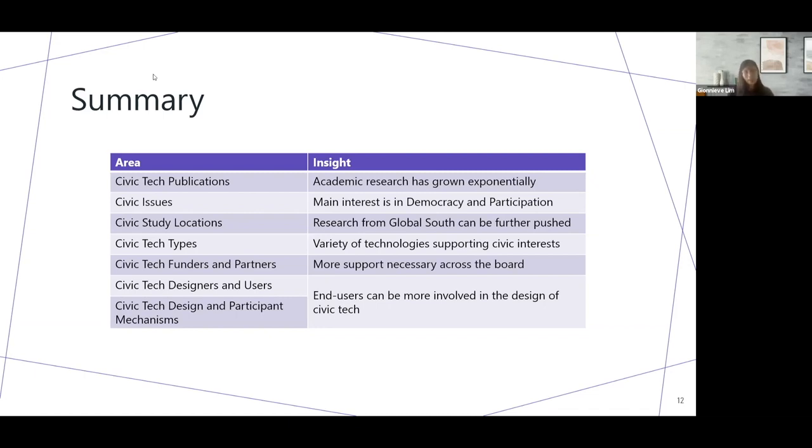And finally, I'll put the discussion of both the designers and users, as well as the design and participant mechanisms together, which is that end users can be more greatly involved in the design of CivicTech. So if we can get more people involved in the design, not just in the usage, but the design, then we can design CivicTech that is more considerate of the values of, say, the citizens, that the citizens can also participate more actively and be more involved and engaged in the development of CivicTech.